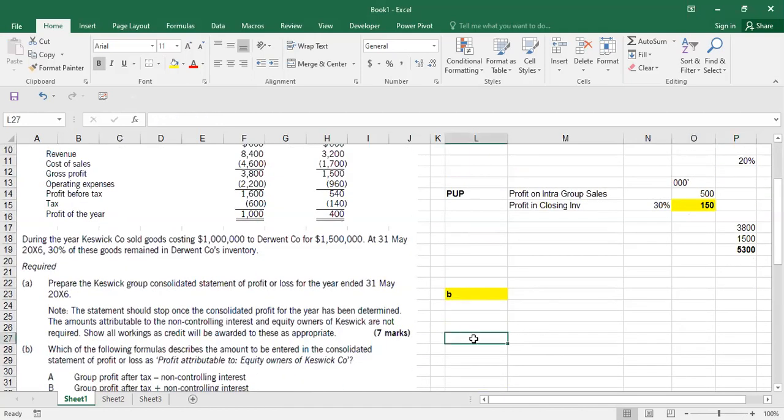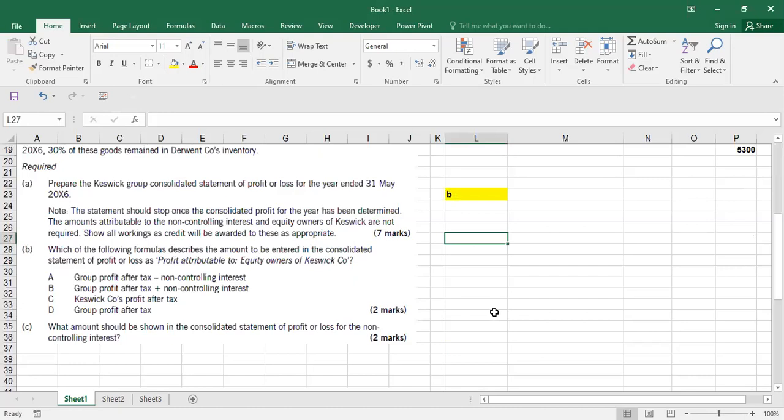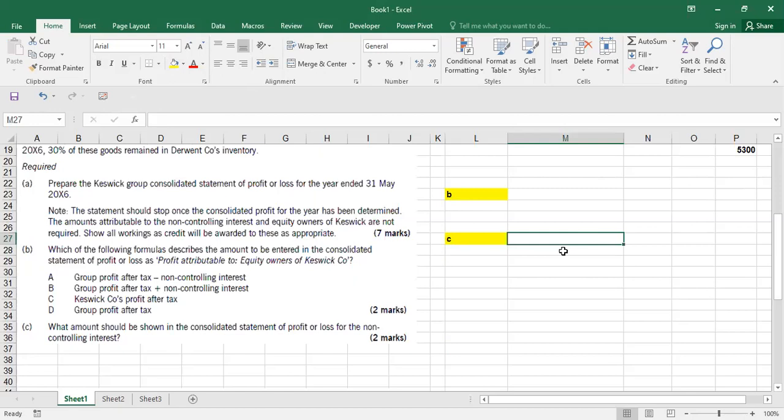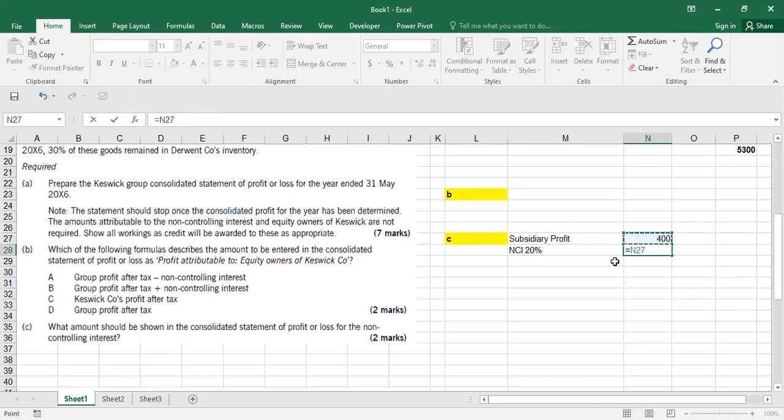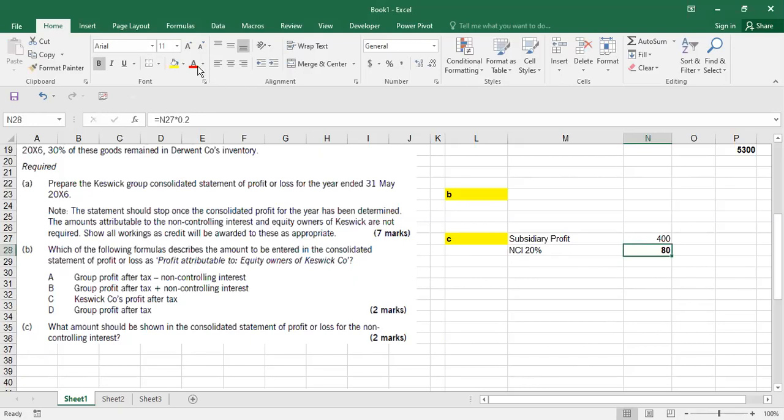And part C was, this was which one? Part C. Yeah. C. So this is C part, okay? So how do we do that? You would say that NCI, subsidiary profit is 400 and NCI is 20%. So I'll just take 400 multiplied by 0.2. This is your answer. That's all.